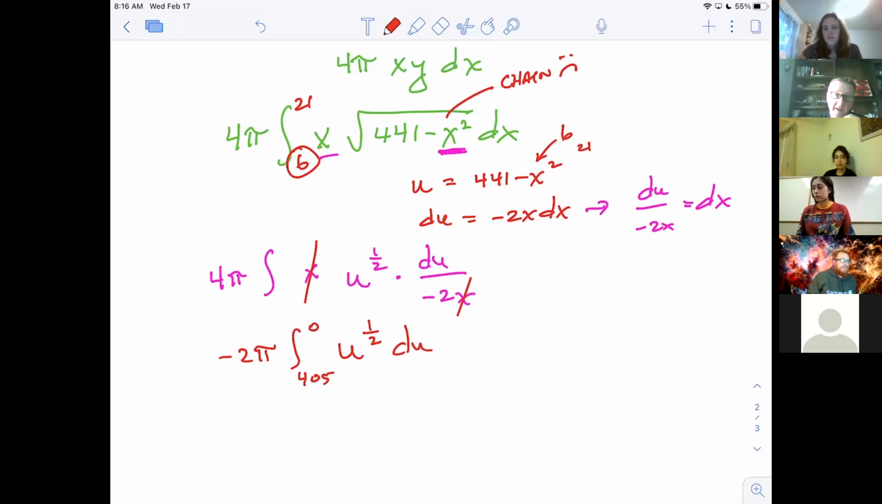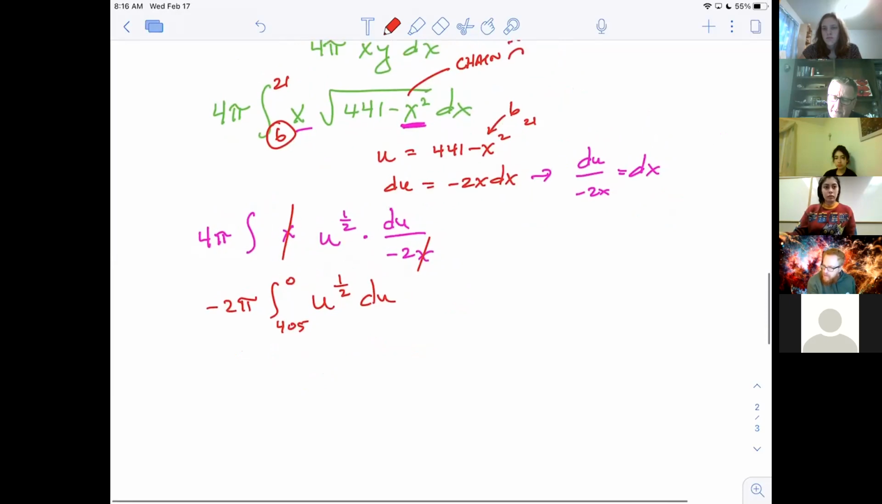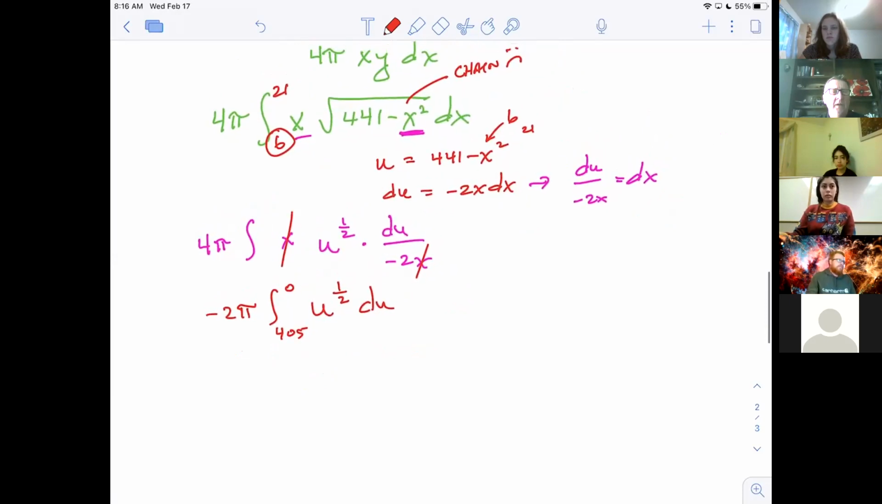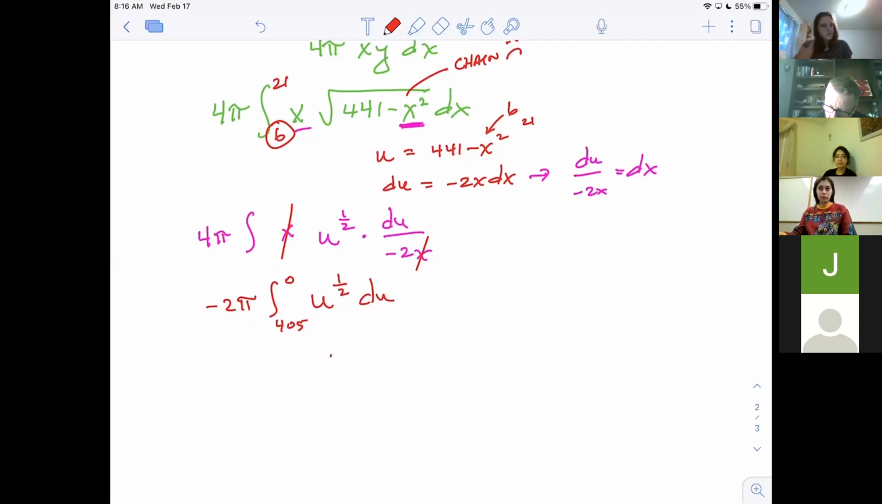But notice there's a negative out in front, negative 2 pi, and that negative is going to fix this. So this is a super easy integral to take now. It's just neat that we have this skill with a little bit of substitution knowledge to finish this problem. So then, of course, I add 1 to the 1/2, which makes it 3/2. I divide by 3/2, which is multiplying by 2/3. And then I still have this negative 2 pi out front. And then I erase it, and I put in 0, and I put in 405.